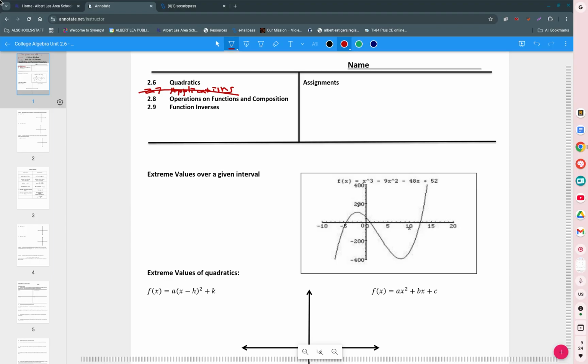We'll cover quadratics. This is review. Operations on function and composition. This is new. Function inverses. This is new. It's one of the first times you encounter material in this class where you had not seen it before. Transformations you've seen before, okay?